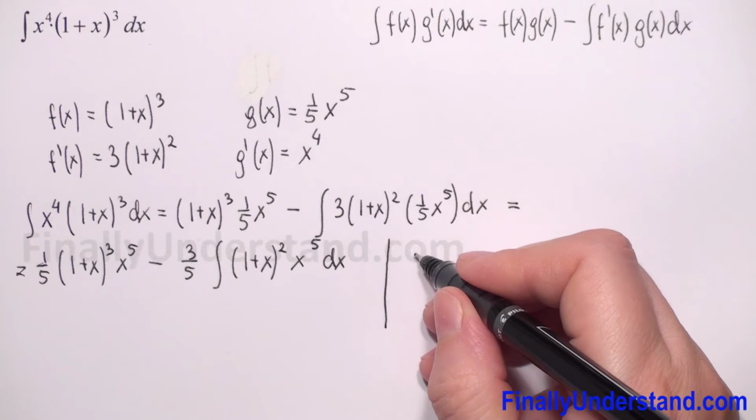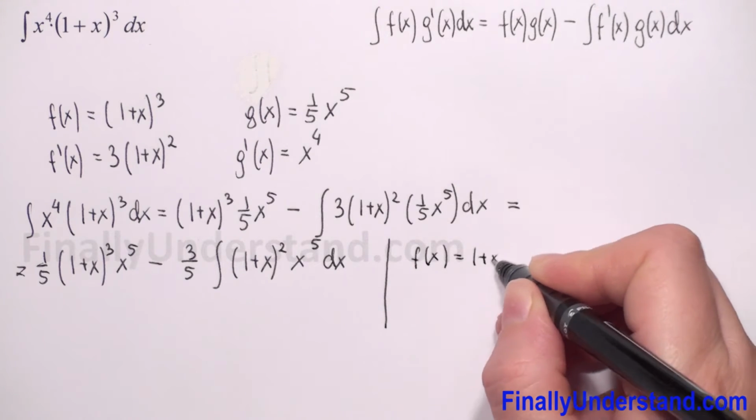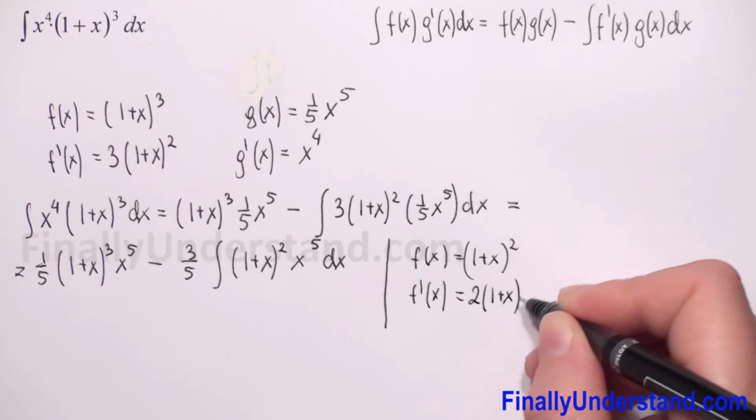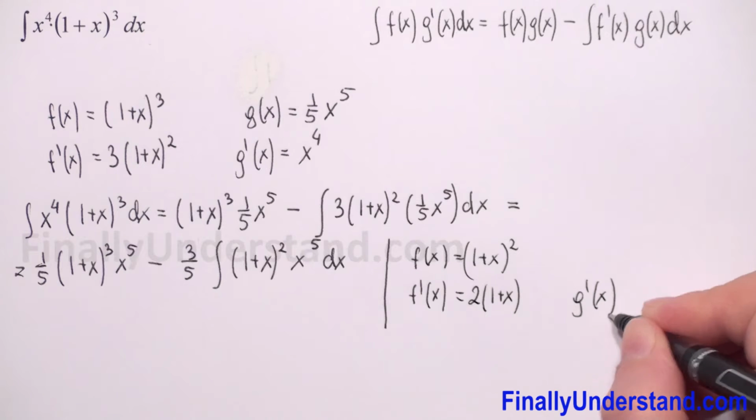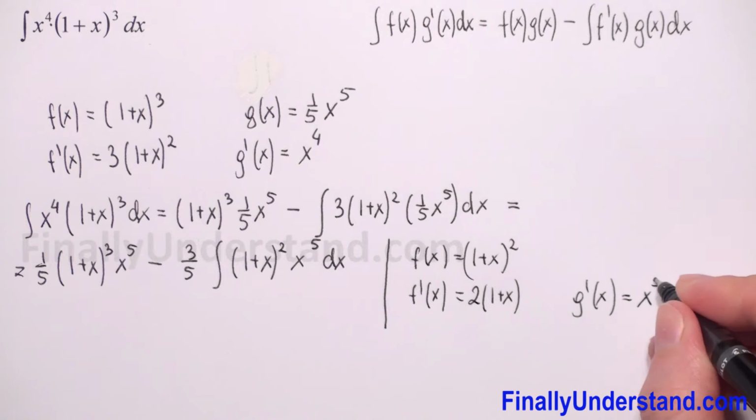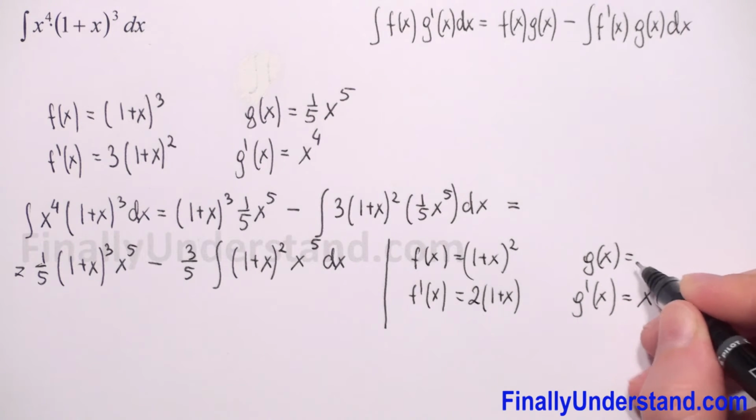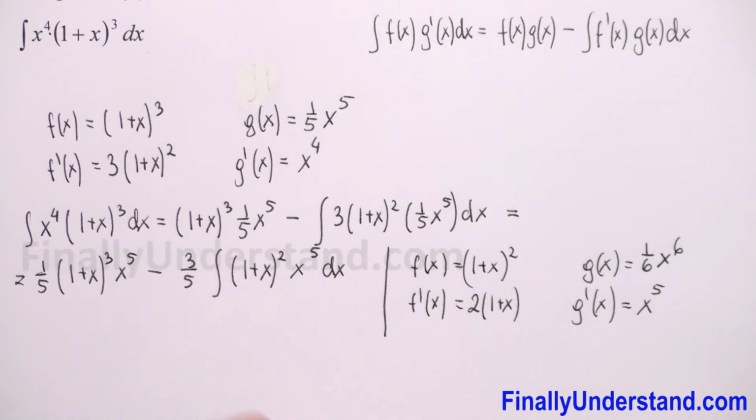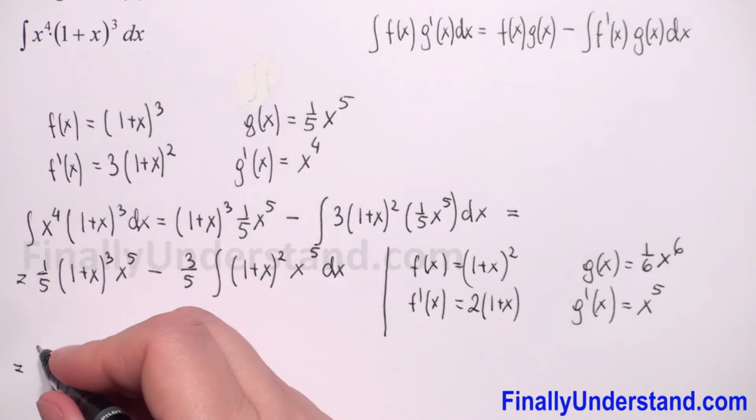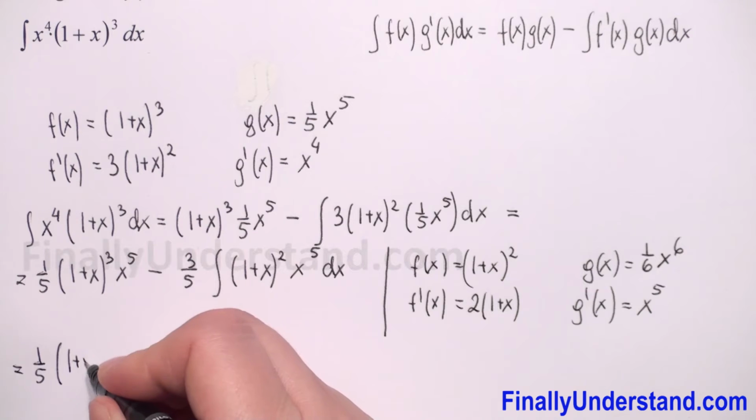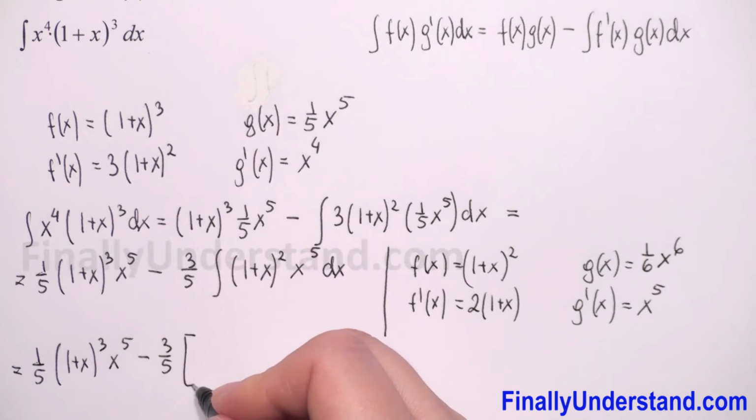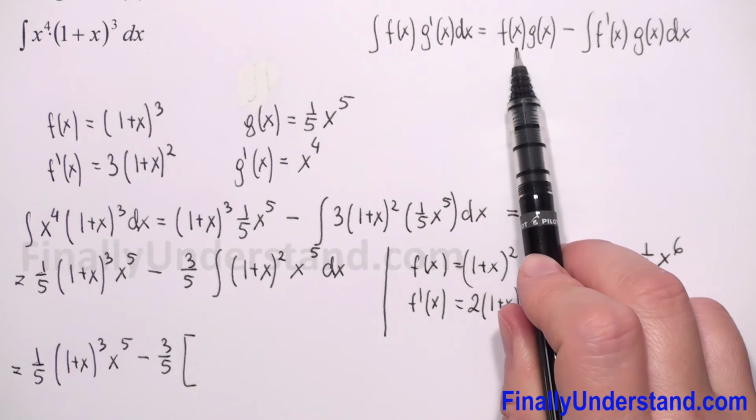So I will put now that f of x is equal to 1 plus x squared. So f prime of x is equal to 2 times 1 plus x. Our g prime of x is equal to x to the fifth power. So the antiderivative will be 1 over 6 x to the 6 power. So now we can substitute into our formula, f and g first. So let me copy the beginning. We have 1 over 5 times 1 plus x cubed times x to the fifth power minus, we have to copy 3 over 5. Now we will open brackets, and now we have to just substitute into our formula f times g.